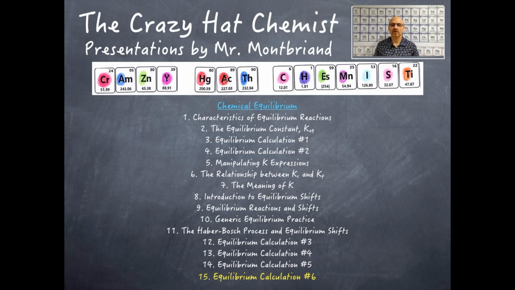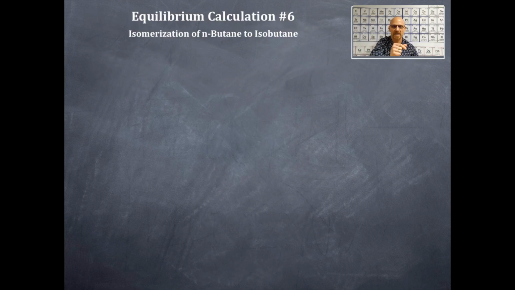So another video here on equilibrium. In fact, it's the last video of this unit. Bam! So today we are talking about equilibrium calculation number 6, which is an isomerization of N-butane to isobutane and back and forth between isobutane to N-butane.